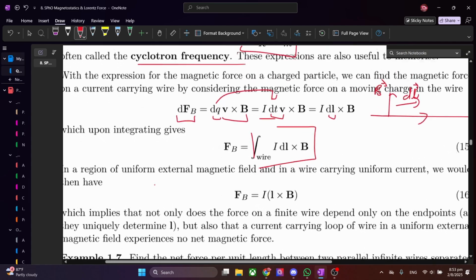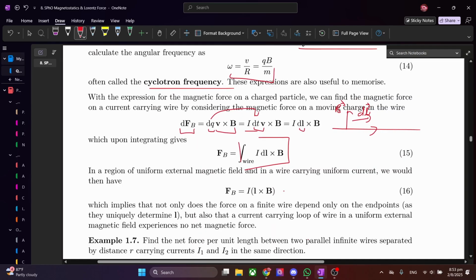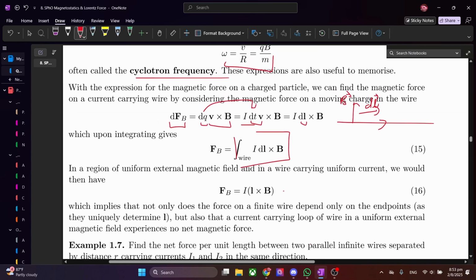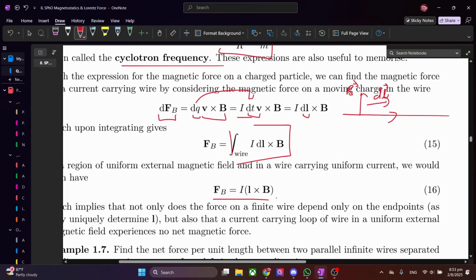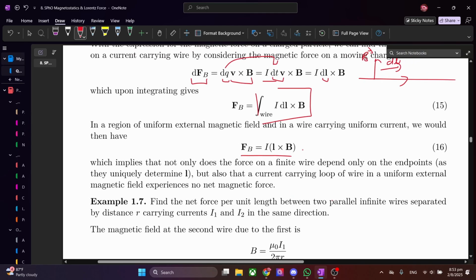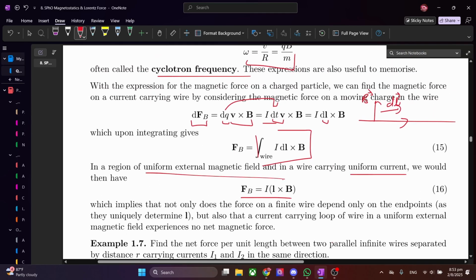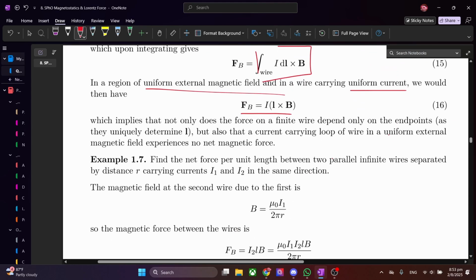And if, let's say, it was in a uniform external magnetic field, so your magnetic field is just the same everywhere, and if your wire carries a uniform current, then you're probably going to use this formula more. Your F is IL cross B, and this is the magnetic force that acts on a wire with uniform current and uniform external magnetic field. This will be useful for you.